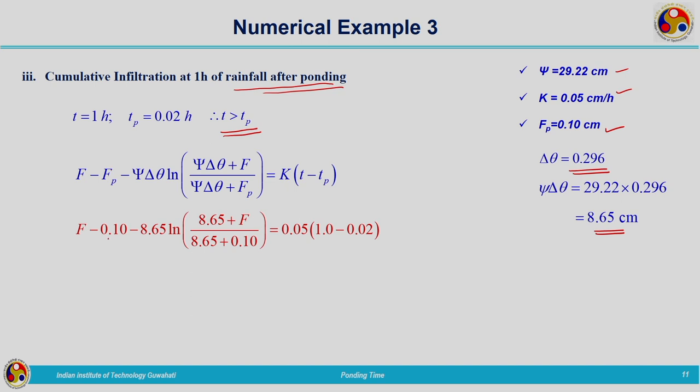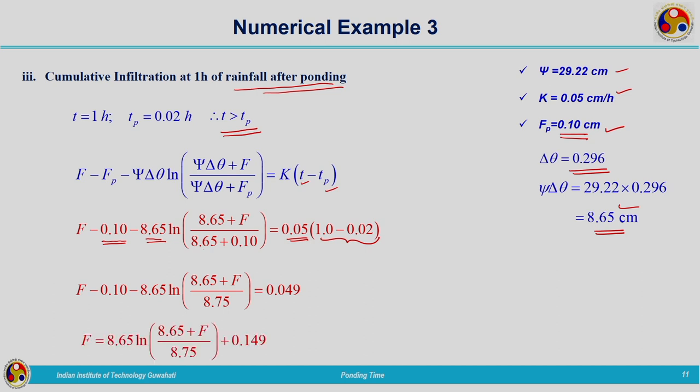F minus FP, FP for cumulative infiltration at ponding is calculated as 0.1 centimeter, and psi delta theta is 8.65 that we have substituted over here. Ln of psi delta theta plus F, 8.65 plus F, divided by psi delta theta plus FP, that is 8.65 plus 0.1, is equal to k times t minus t p. K is 0.05, t is 1 hour, t p is 0.02 hours. So, some of the values can be calculated over here and we can simplify the equation.